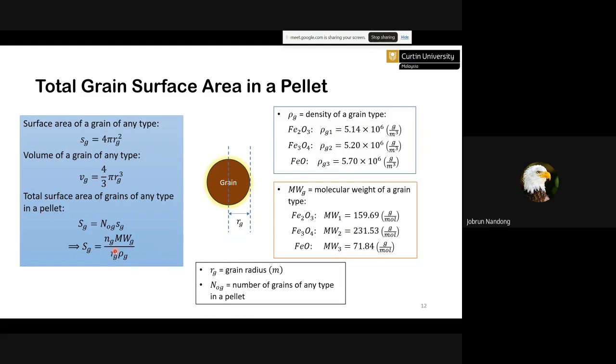All right. So Rg is the grain radius, and Ng here is the number of grains of any type in a pellet. Okay, you can have 3 different types of grains in the pellet, right? So it could be any one of those.